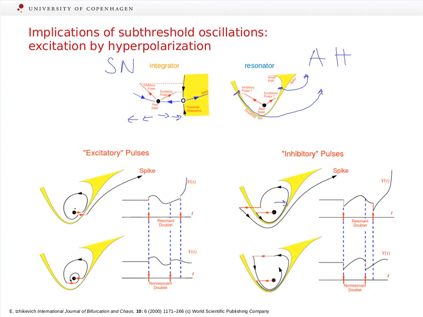This means that it's not the direction of the postsynaptic current that matters here, but the timing. If the timing is correct, you move the system towards the threshold, but if the timing is incorrect and it comes at the wrong phase of the cycle, then you actually move your system or neuron closer to the resting state. On the other hand, inhibitory pulses or hyperpolarizing pulses can also lead to a spike if they're applied in a correct phase of the intrinsic subthreshold oscillation.